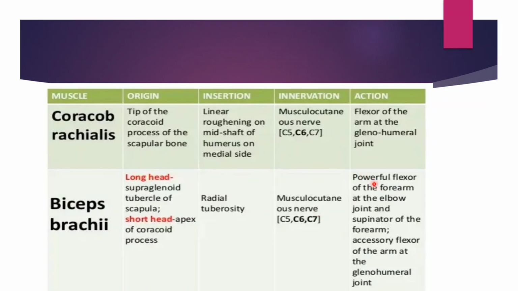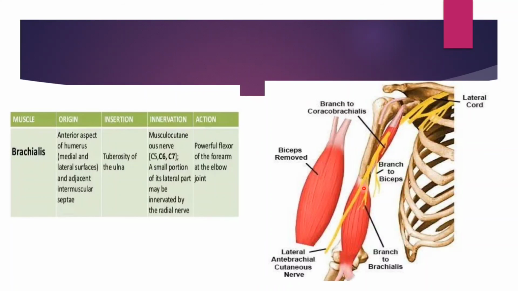Next, this is the overview of the three muscles: origin, insertion, innervation, and action. These muscles are most important in the practical section, where we have to show these muscles and state their origin, insertions and nerves. Now coming to the blood vessels. The only blood vessels present here are the axillary artery and axillary vein, and the brachial artery, which is the continuation of the axillary artery.